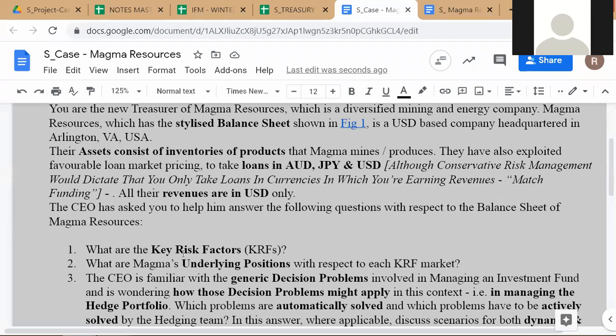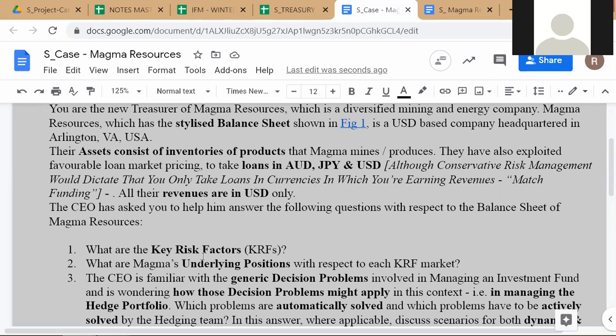Okay, so this is what companies do. But as we shall see, this creates a certain risk because you're violating the match funding rule. That's why I've given you this other piece of information in the case, which is that the revenues are in US dollars only. This is an important piece of information in the case, that the revenues are in US dollars only.